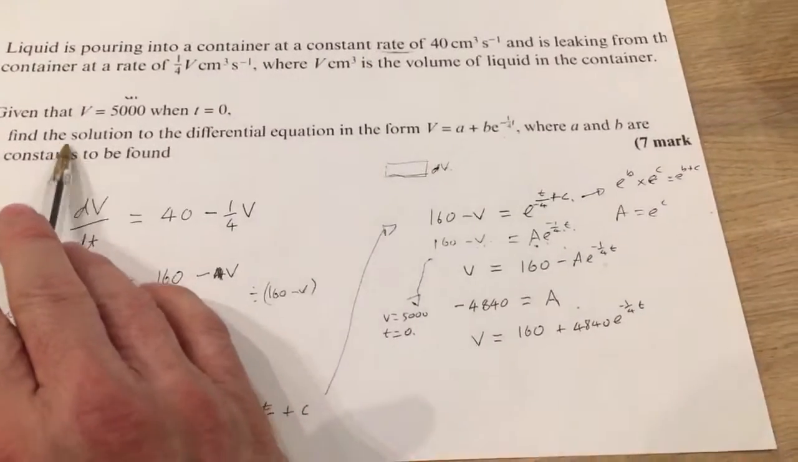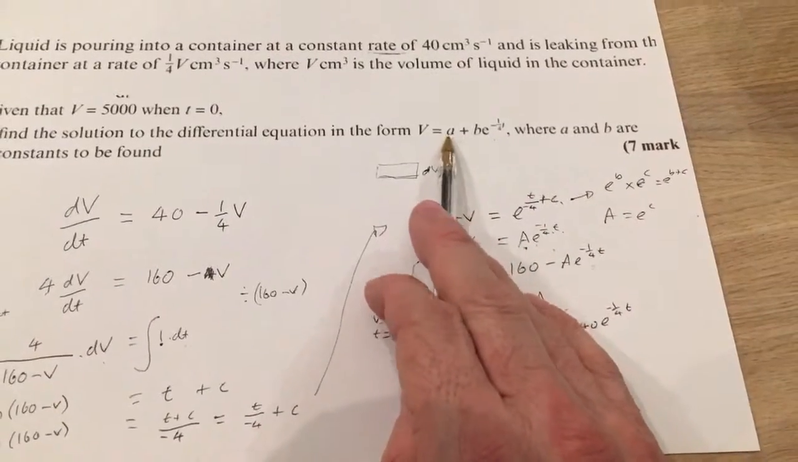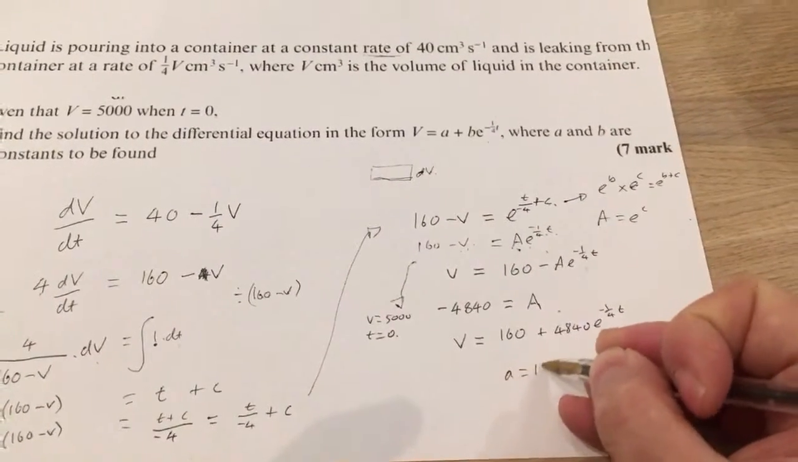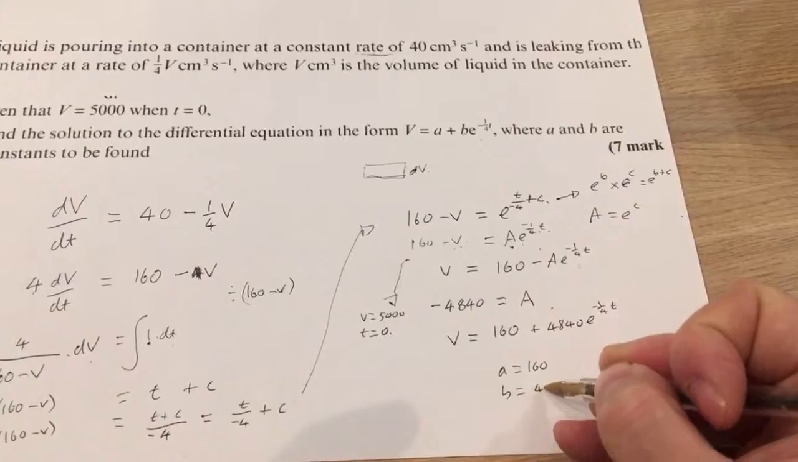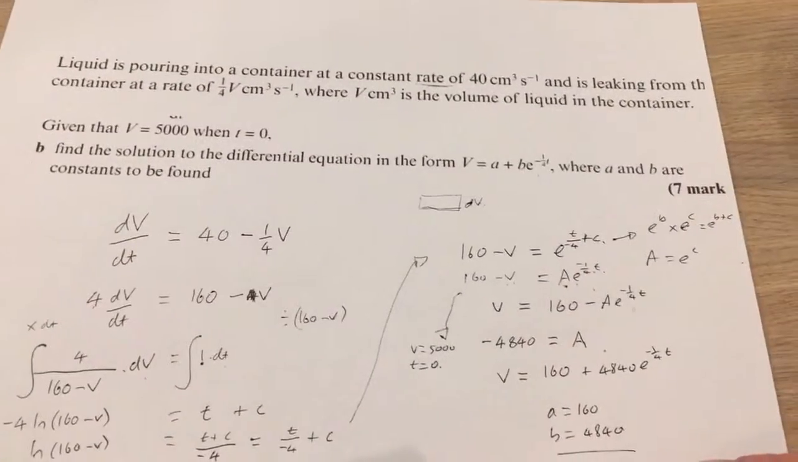Now, to complete the question, well, we have completed the question, but we might want to make clear that a is therefore equal to 160 and b is equal to 4840. And that's how we solve a differential equation.